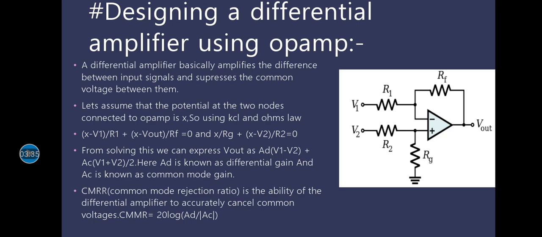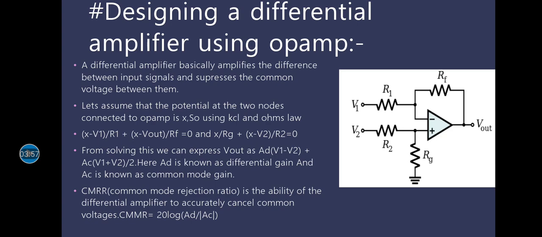And after solving this, we can express V out as AD times of V1 minus V2 plus AC times of (V1 plus V2)/2. Here AD is known as differential gain because it tells us the amplification factor by which the difference between two voltages are amplified. And AC is known as common mode gain because it tells us the factor by which the common voltage (V1 plus V2)/2 is amplified.